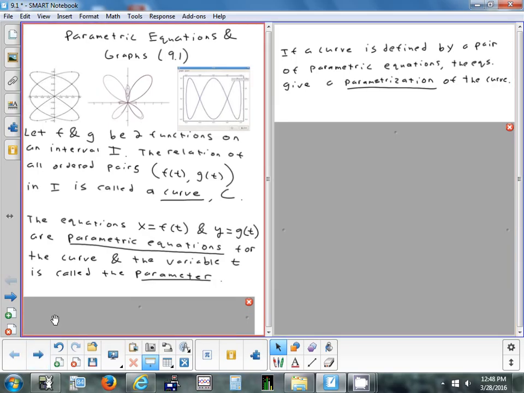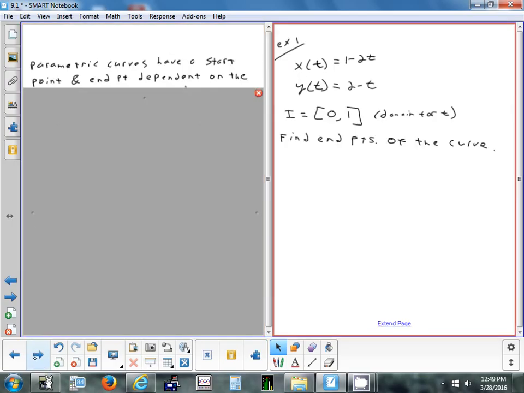Right, so just a different word you might see. If you have a curve defined by parametric equations, we say that those equations give you a parametrization of the curve. It's kind of hard to say. So let me show you an example, and then I'll come back to that. These two equations give a parametrization of the curve, and we could sketch it.